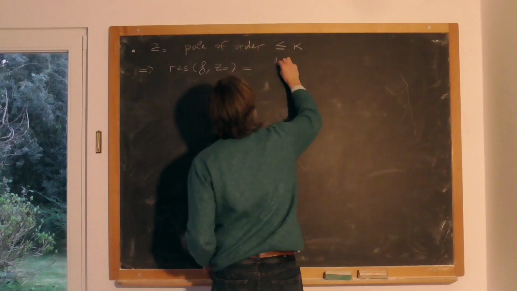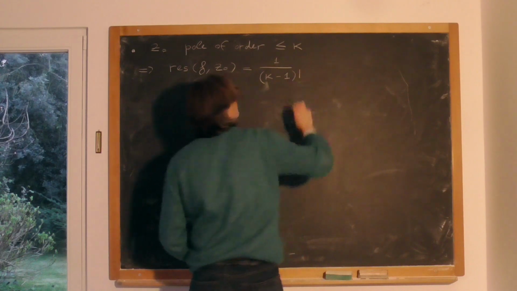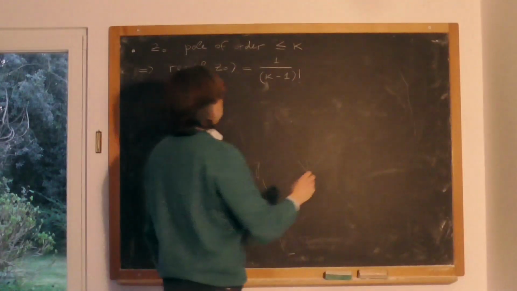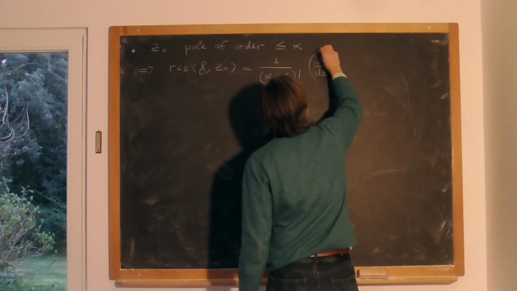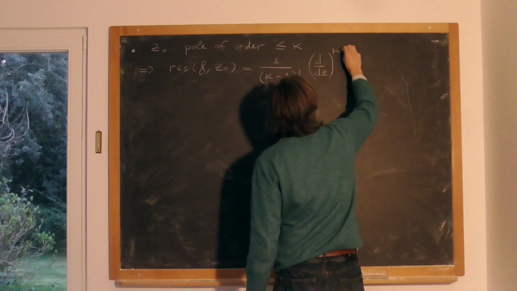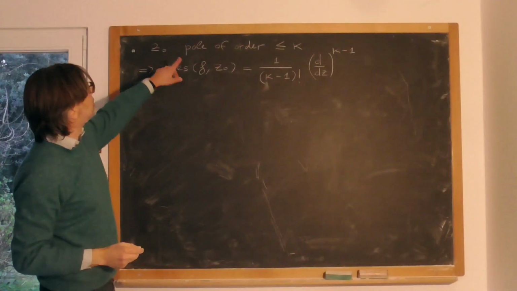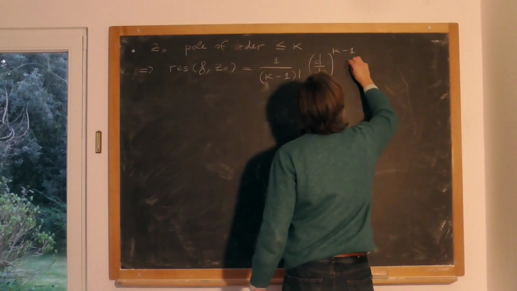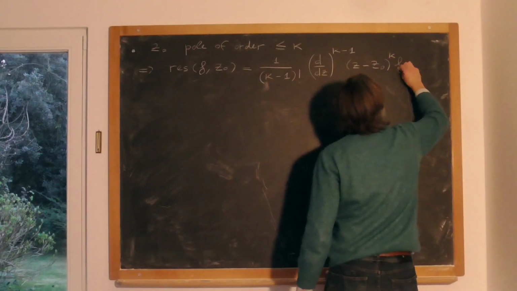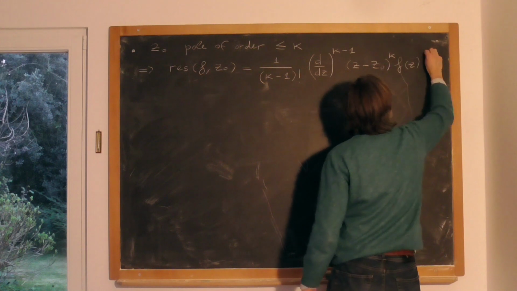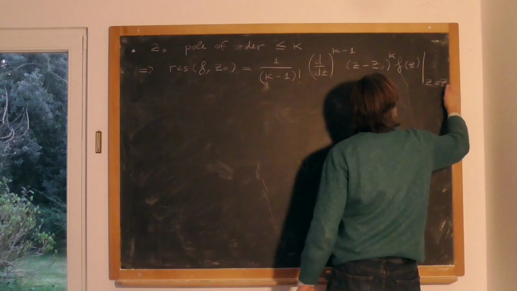It's 1 over (k minus 1) factorial times the derivative d/dz. We derive k minus 1 times the function (z minus z0) to the power k times f of z. And this derivative we compute at the point z equal z naught.